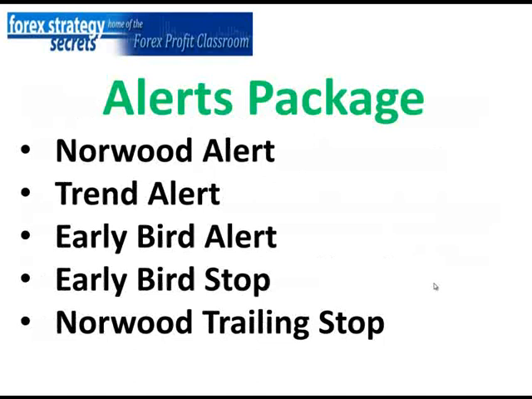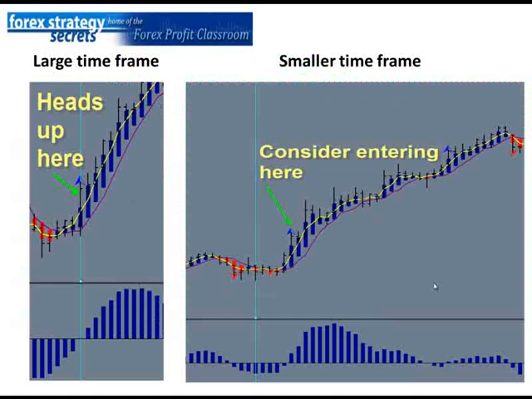We have other tools that help you. The alerts, the Norwood alert, trend alert, early bird alert, and then stops, the early bird stop and the Norwood trailing stop. Now with this package of tools, then things are brought to your attention. Here's an example of the Norwood alert, a little arrow right here. This is a larger time frame, and this right here was what the larger time frame said, hey, it's going up. But for the smaller time frame, it took 3 or 4 periods of time before you got that alert. Okay, now that's what the alert is, not to automatically take a trade.